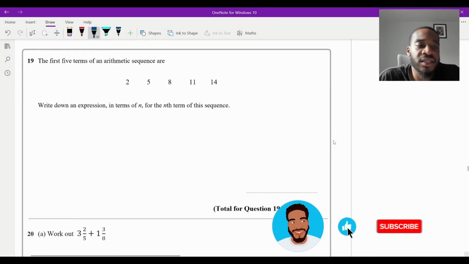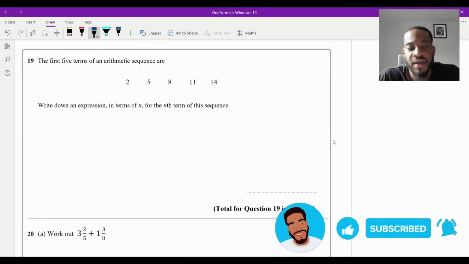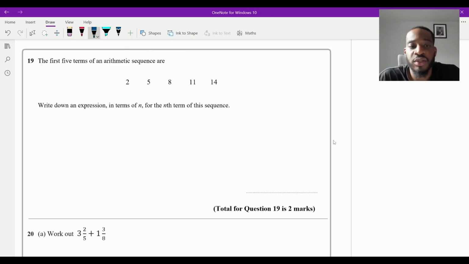Okay, so question 19 says the first 5 terms of an arithmetic sequence are 2, 5, 8, 11, and 14. Write down an expression in terms of n for the nth term of this sequence. So what you want to do to figure out the nth term is very, very simple. You firstly want to ask yourself, what are the terms going up or down by? In this case, the numbers are increasing, so we're adding, and it's going up in threes, isn't it? Threes quite clearly.